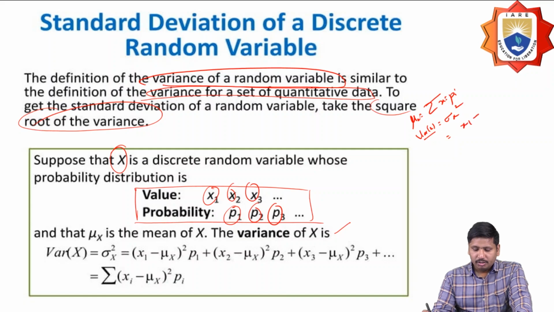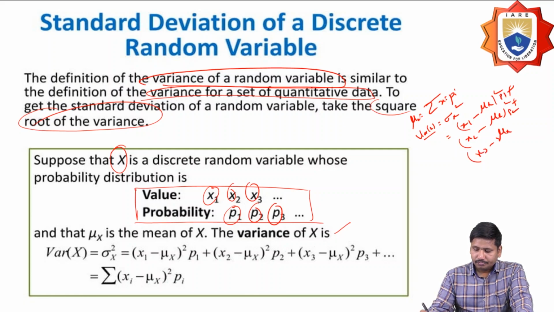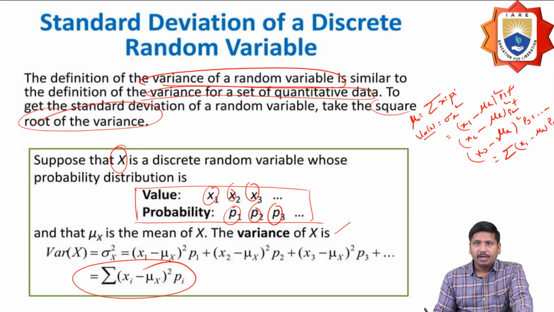x1 minus mu x whole square into p1, plus x2 minus mu x whole square into p2, plus x3 minus mu x whole square into p3, and so on. So simply I can write sigma of xi minus mu whole square into pi. Okay, so this is the equation for obtaining the variance, and from it the standard deviation, of the discrete variable.